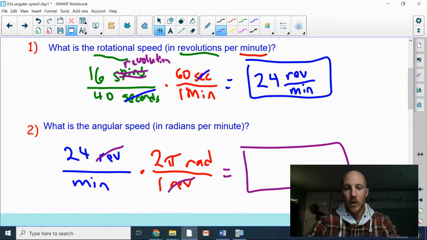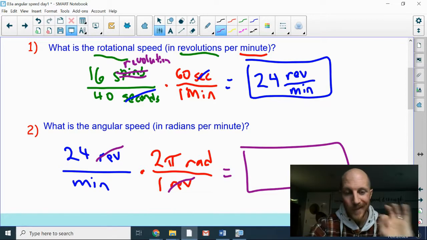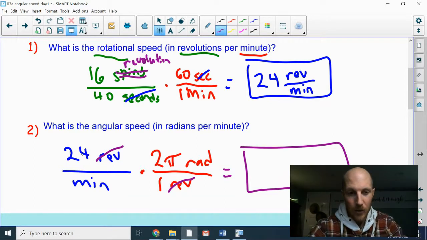Answer box. So the units, let's look at the units first. What's left? On the top, I have radians, and on the bottom, I have minutes. Those are the only units left, and that does match the direction that asked me for radians per minute. Nice. And then I'm just going to do mental math.